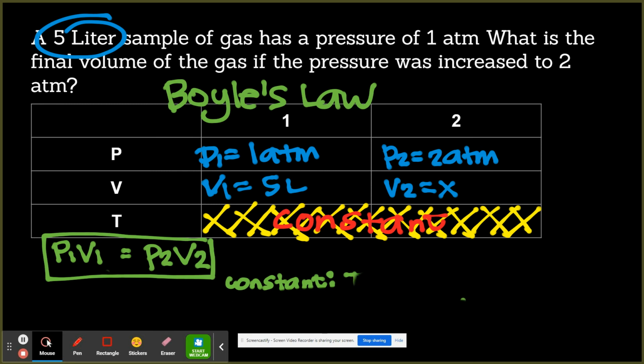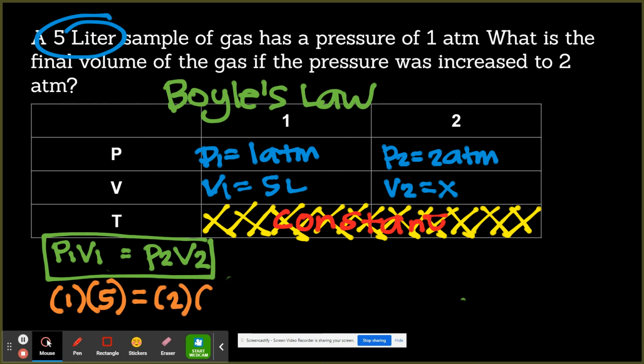All right. So let's plug our numbers into our modified equation. Again, I'm not going to put in the units, but please make sure you do put in your units when you do the solving part here. Okay, P1 is 1 multiplied by V1, which is 5, equals P2, which is 2, multiplied by our volume, which is X. Volume 2 is X. Right. Now I can solve it.